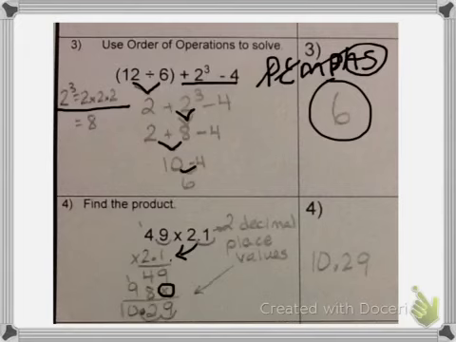To figure out where to put the decimal point, we need to count the number of decimal place values in the question. In 4 and 9/10, there's 1. In 2 and 1/10, there's 1. So that means there are 2 decimal place values in the question, and we should have 2 decimal place values in the answer as well. So we're going to scoop it over from the right to the left. It goes between the 0 and the 2. That means our product is 10 and 29 hundredths.